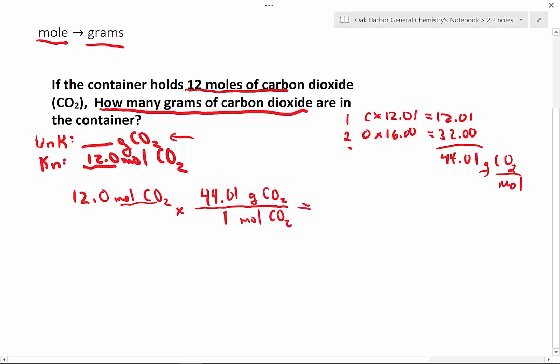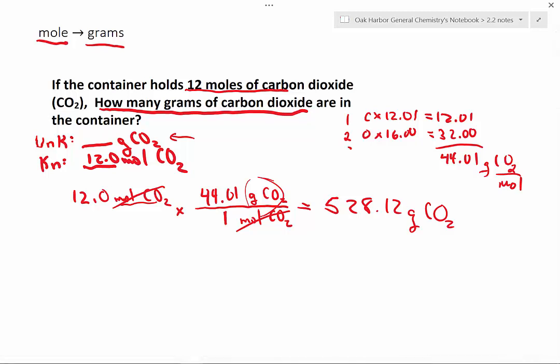So we get our calculator and we multiply all the numbers that are on the top and we divide by the numbers that are on the bottom. So that becomes 12 times 44.01, and that's 528.12. 528.12 grams. Let's look at what's canceling out here. These cancel because they factor to 1, and we can just ignore them. And so our unit that is left is grams of CO2. That is the answer, the unit we wanted our answer in.